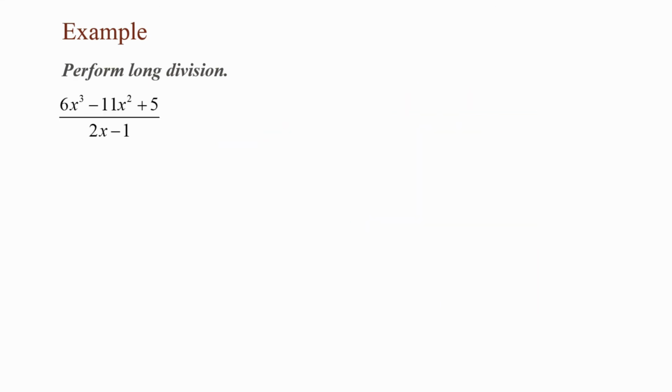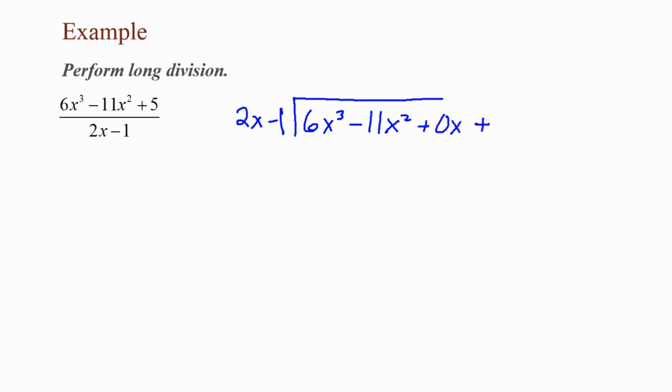In this example, I want to perform the long division for 6x to the third minus 11x squared plus 5 divided by 2x minus 1. Here I have x to the third, x squared, and a constant, so I'm missing x to the first. 2x minus 1 on the outside divided by 6x to the third minus 11x squared plus 0x as my placeholder plus 5.